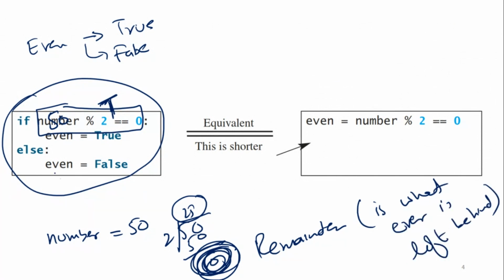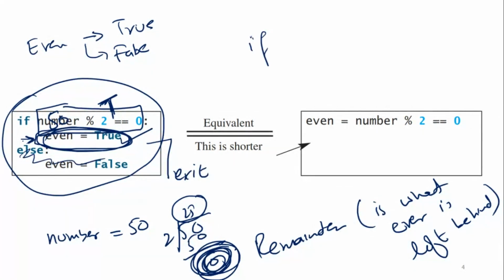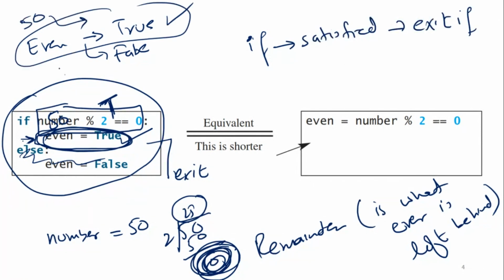So the if condition is true, then would we execute this or not? Yes, we will execute this and exit. We do not go to the else. The moment the if condition is satisfied, we exit the if. So it's going to be true. That is, 50 is even and 15 is not even.